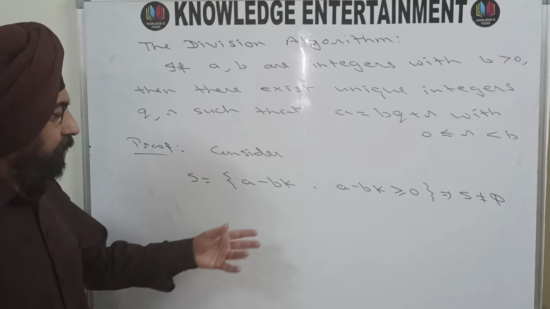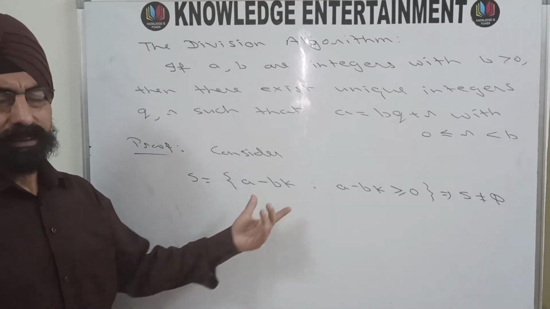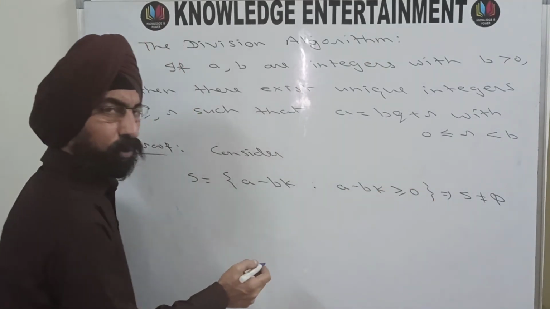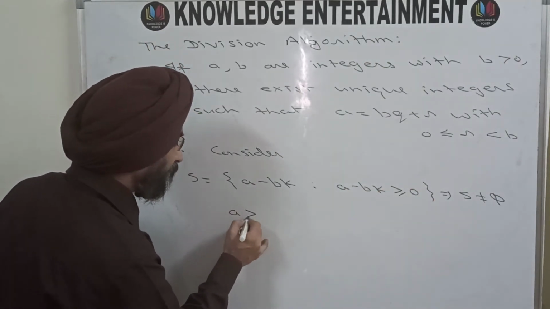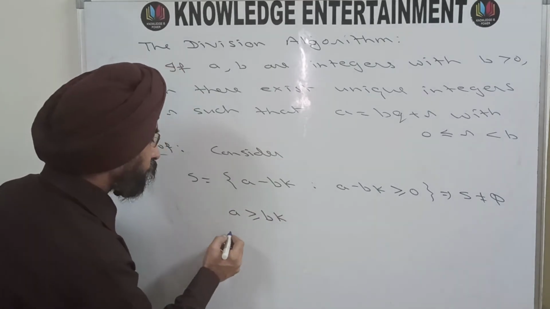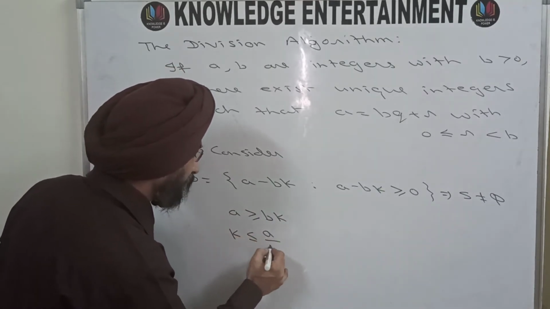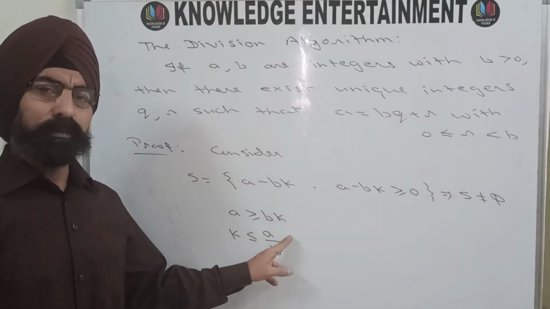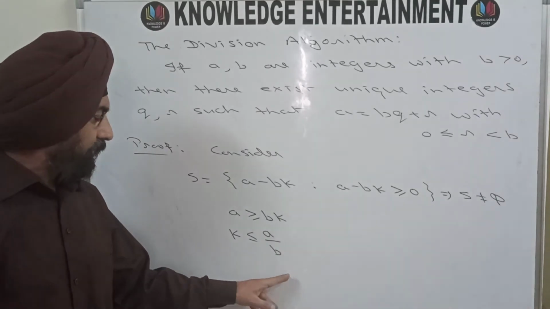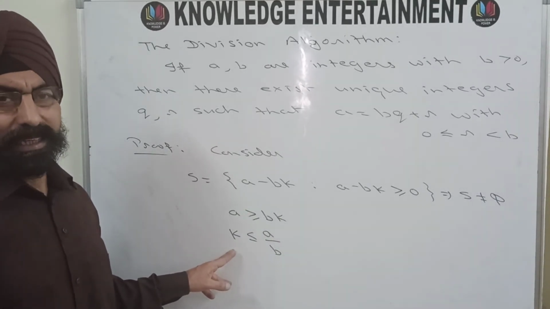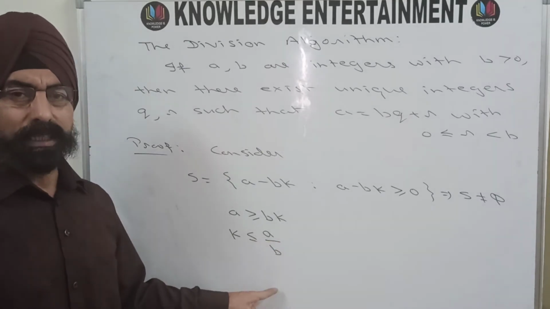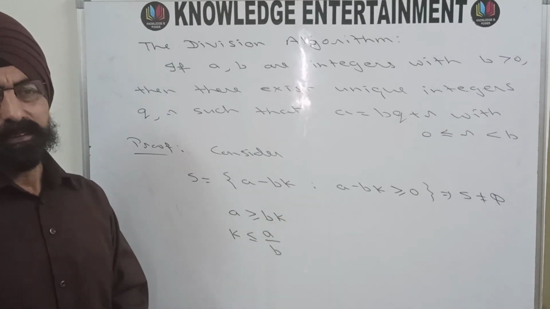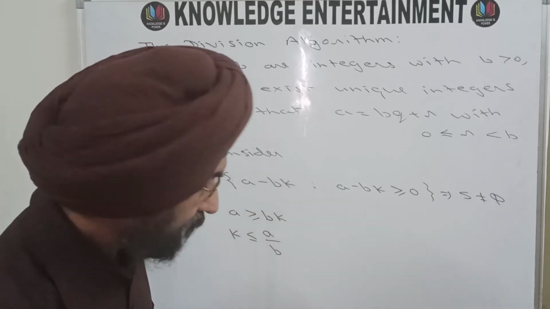Because you want to have some number here. And you want A minus BK to be greater than or equal to 0. That means you want A to be greater than or equal to BK. Or you can say you want K to be less than or equal to A upon B. And this is always possible. Whatever A upon B is, there are infinitely many integers K which are less than or equal to A upon B. So this set will be non-empty, and in fact it will be an infinite set.